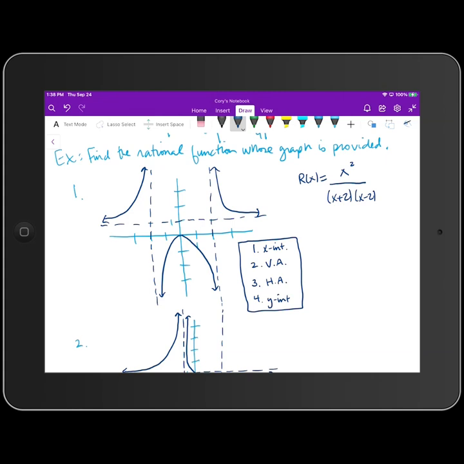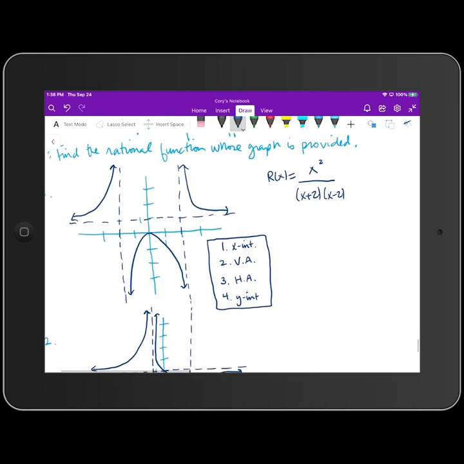The same thing can be said at the vertical asymptote at x equals 2. As you approach that asymptote from each side, the graph goes in opposite directions. One side goes to -infinity, one side goes to +infinity. So the multiplicity for that 0 has to be odd as well. We can leave the function in that form, or if you want to expand out the denominator, x plus 2 times x minus 2 multiplies out to x squared minus 4.